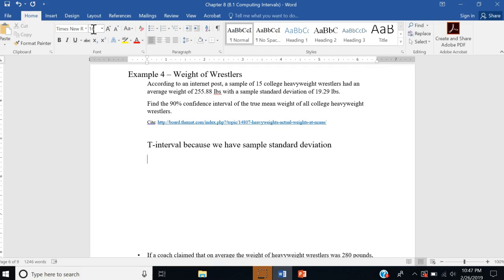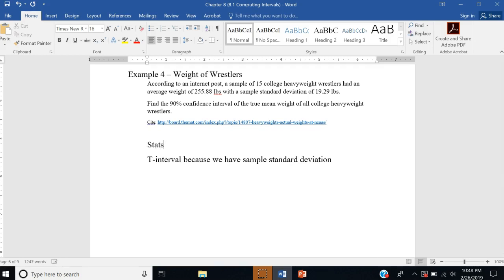First on the t-interval is our average. So our average weight was 255.88. So I'm going to type that into my calculator. My standard deviation was 19.29. That is sample standard deviation, again denoted by S when you use the t-interval. My sample size is 15. And in this case, the confidence level is 90. So once again, just really quickly, to get to the t-interval, stats, and then into the tests menu, and then number 8 is the t-interval. So I'll write that down just so we don't forget.